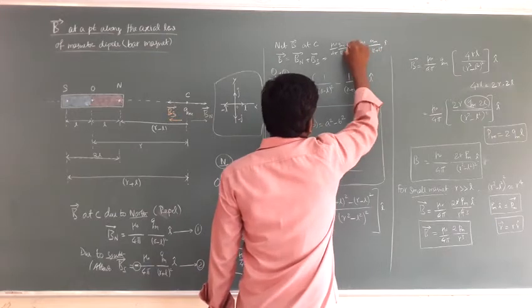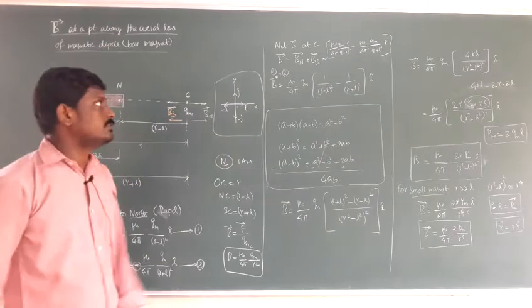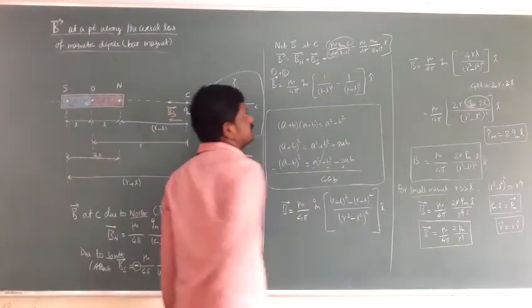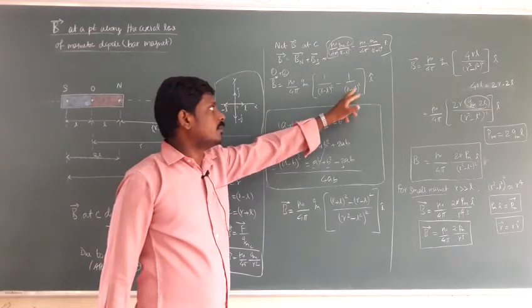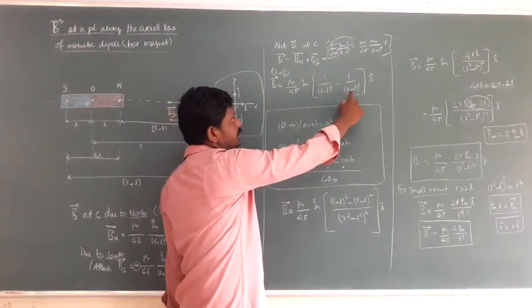Here on i cap. So this is the net magnetic field. Just we are taking μ0 by 4π i cap. That's all. So 1 by (r minus l) whole square minus 1 by (r plus l) whole square. Here it's r minus l, it's r plus l.